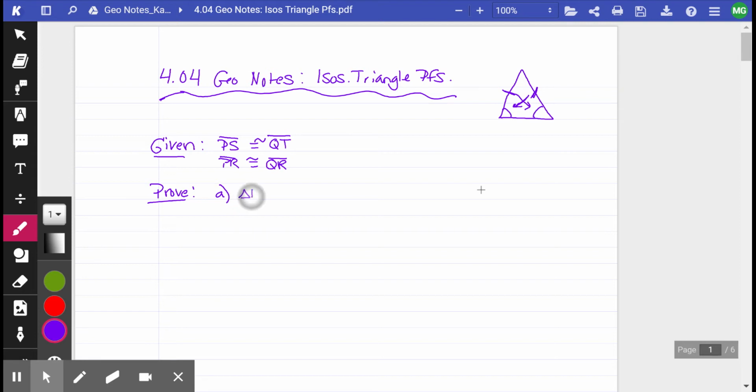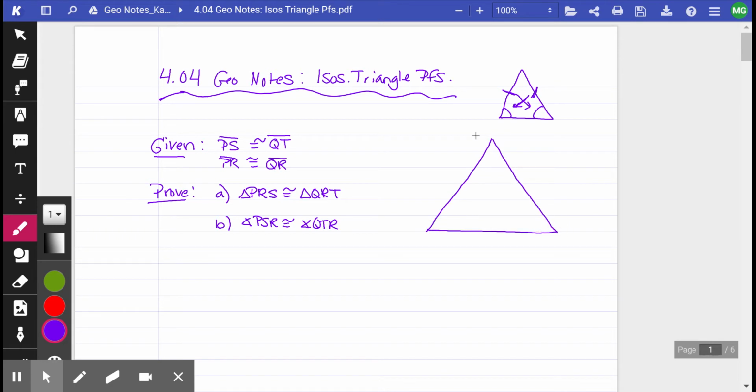So those are your givens. I want to prove, and of course, I'll give you a picture in just a minute, two triangles congruent, and then I want to prove that angle PSR is congruent to angle QTR, just for fun and review from last class as well. So here's your picture. We've got vertex R up here, P, Q, and then another line here that meets that side of the triangle at T, and right here at S.